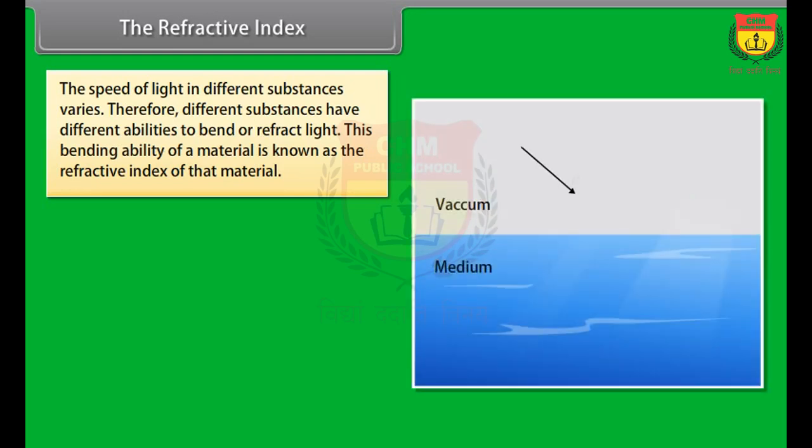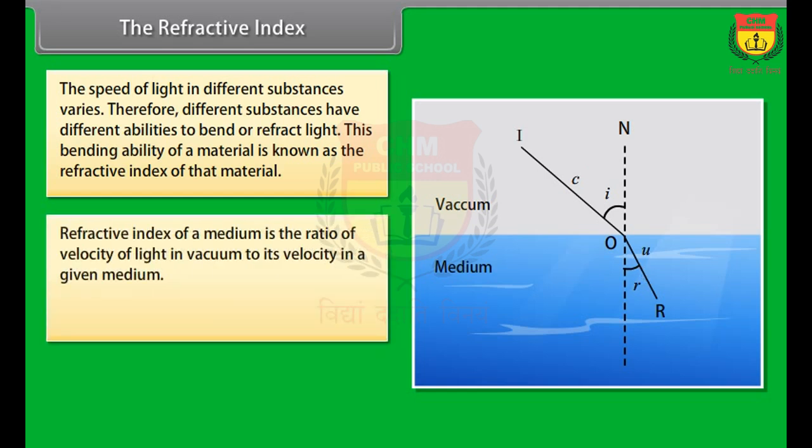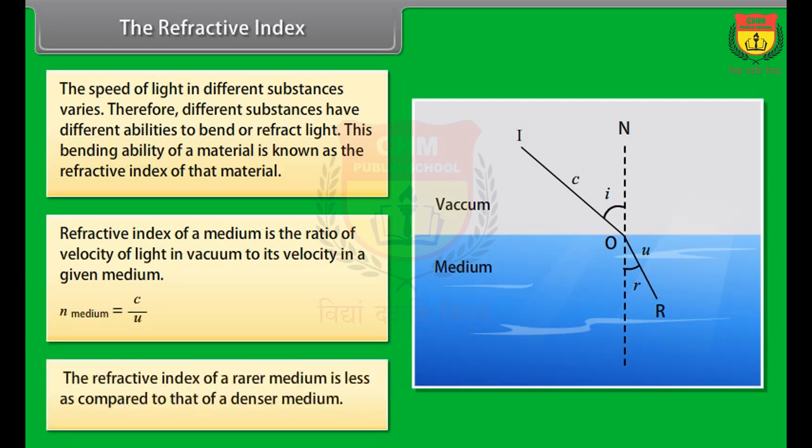The refractive index. The speed of light in different substances varies. Therefore, different substances have different abilities to bend or refract light. This bending ability of a material is known as the refractive index of that material. The refractive index of a medium is the ratio of the velocity of light in vacuum to its velocity in a given medium. The refractive index of a rarer medium is less as compared to that of a denser medium.